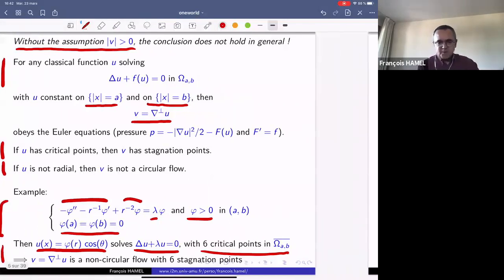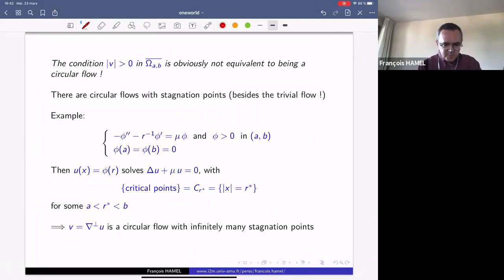Okay, but I also would like to point out that the condition that the norm of v is strictly positive in the closed domain is obviously not equivalent to being a circular flow, because there are circular flows with stagnation points besides the trivial flow. So for instance, consider this operator, which stands for the Laplace operator in radial coordinates for radially symmetric functions, without the additional r minus 2 term.